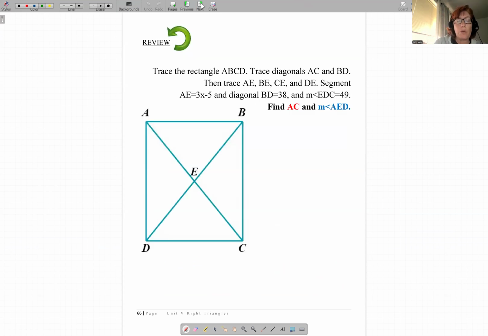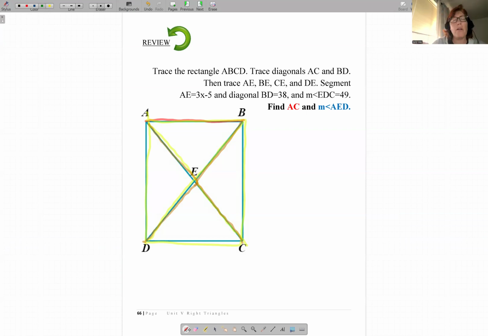As a quick review, we're going to trace the rectangle ABCD. So just trace it with me. A, B, C, D. Just trace it. You're going to trace the diagonals AC and BD. You're going to trace AE, BE, CE, and DE. Now, before we go on, just ask yourself, what is true?